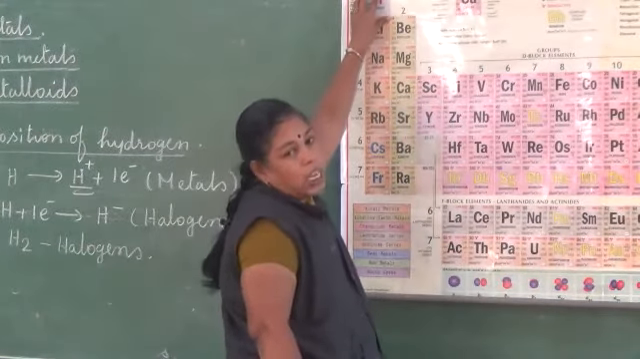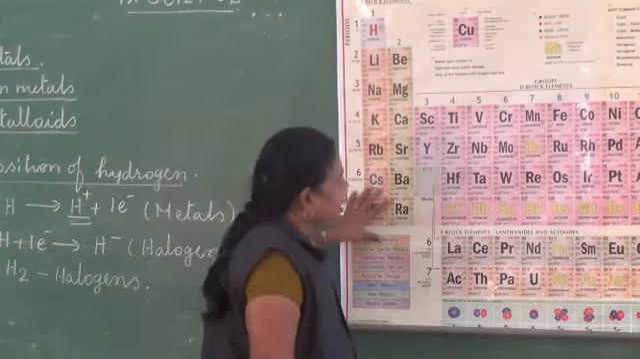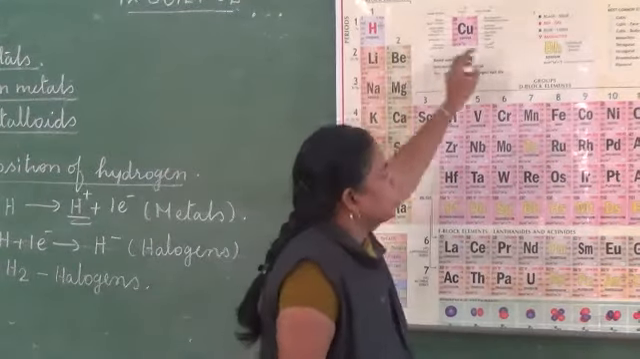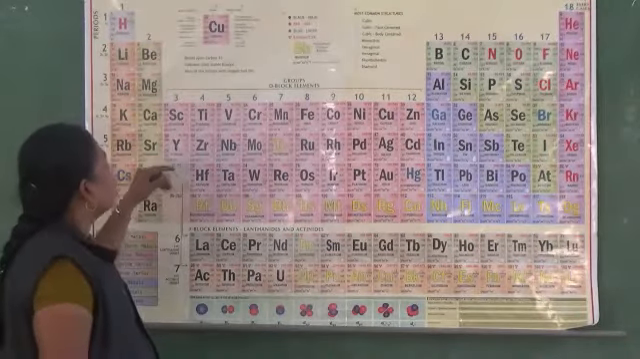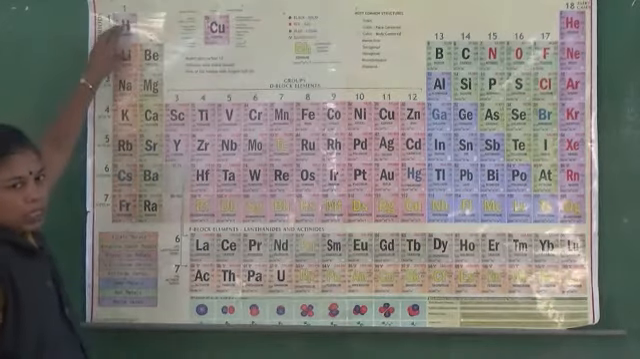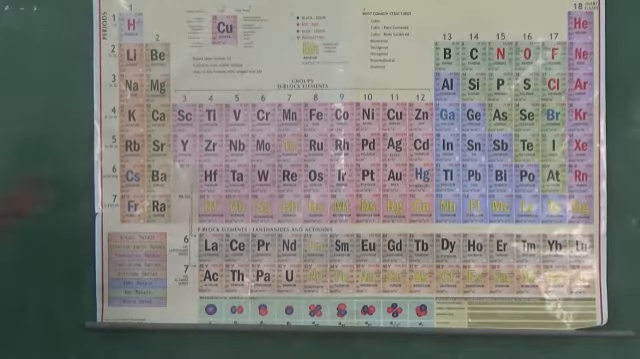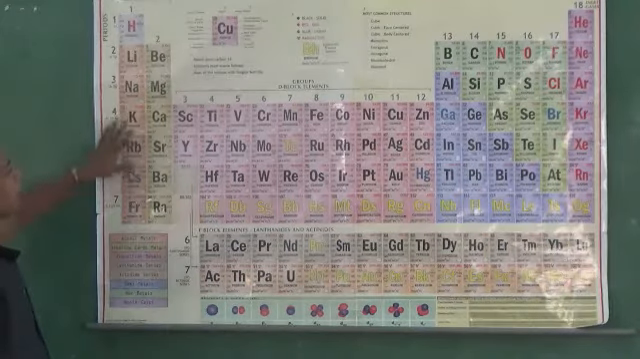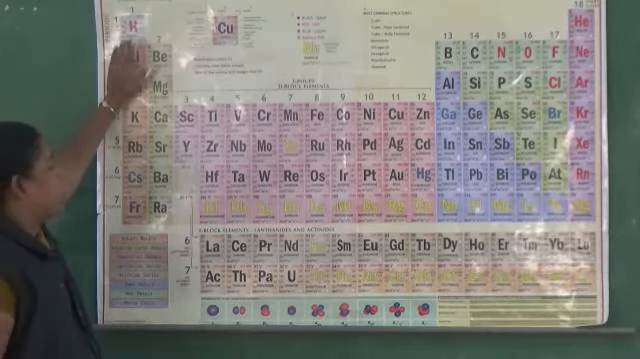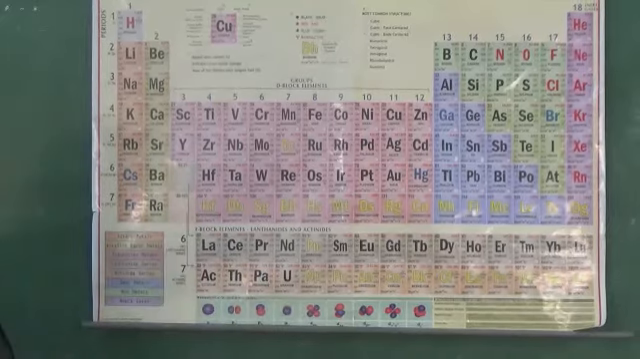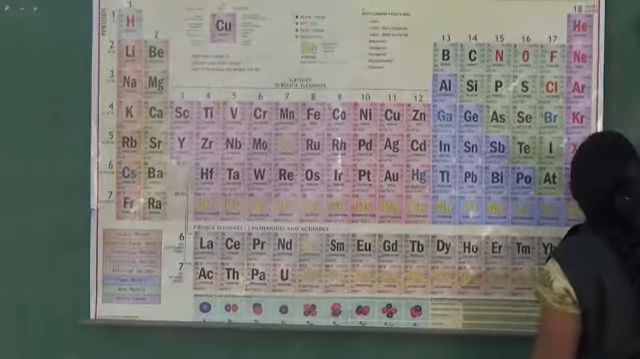The position of hydrogen is still under debate because its property coincides with the metals as well as with the halogens. So, it should be placed in between, but it is placed along with the metals since it is capable of losing electrons like metals. The position of hydrogen in the modern periodic table is still under debate. That is about the position of hydrogen. Next, we are going to see about the position of rare gases.